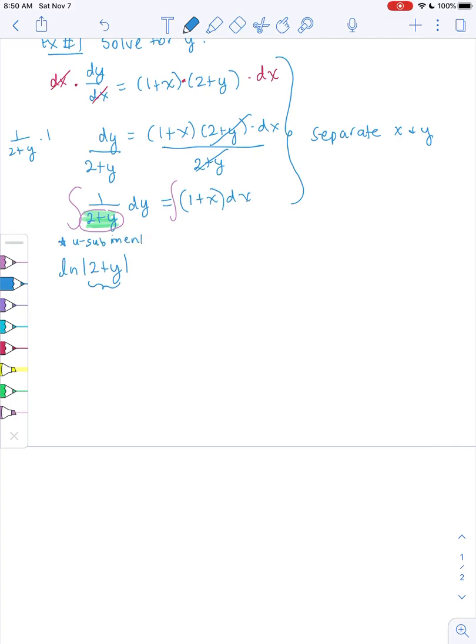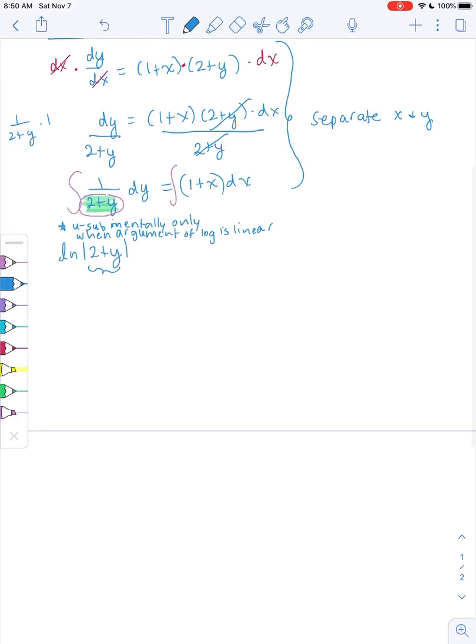U sub in mentally, or in your head, only when the argument of log is linear. So we want to be careful. If it's not linear, it does not work out that way. Okay, so ln of absolute value of 2 plus y.